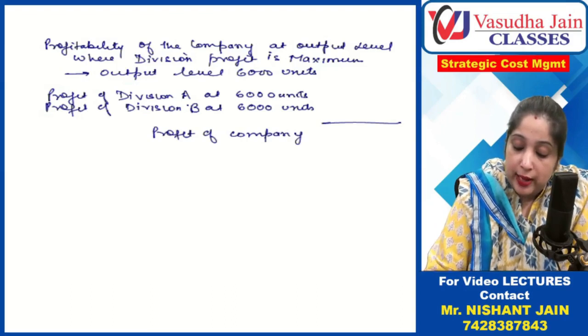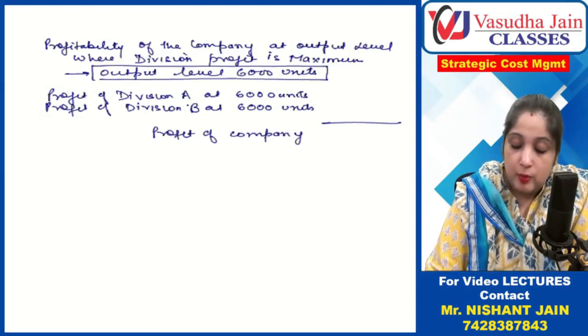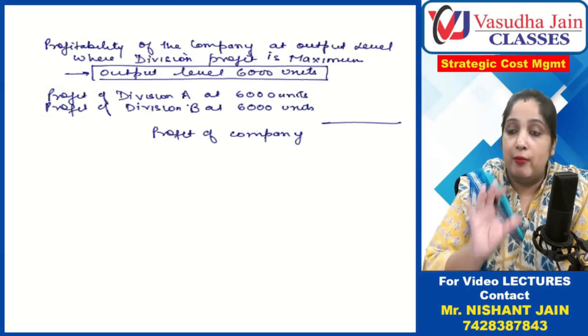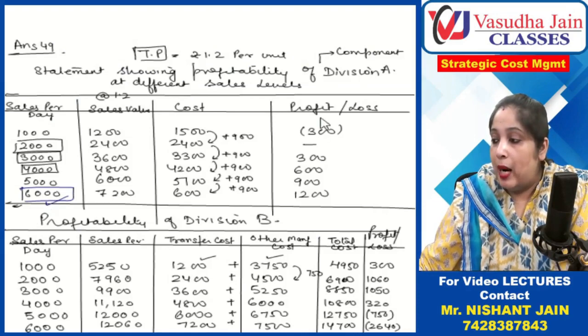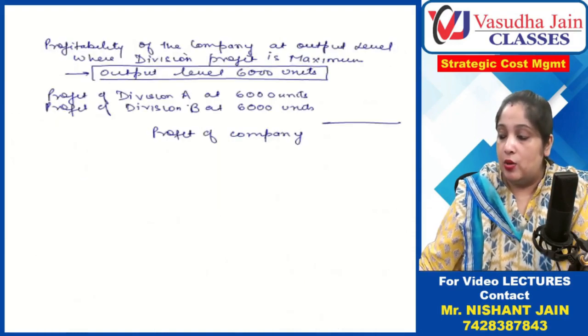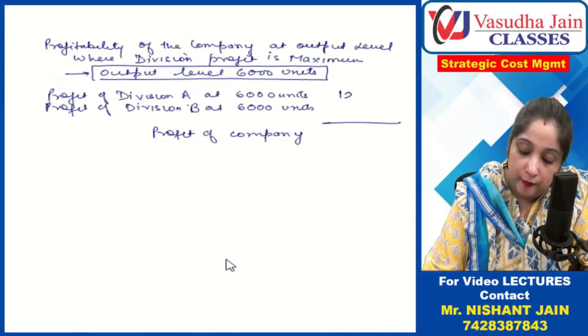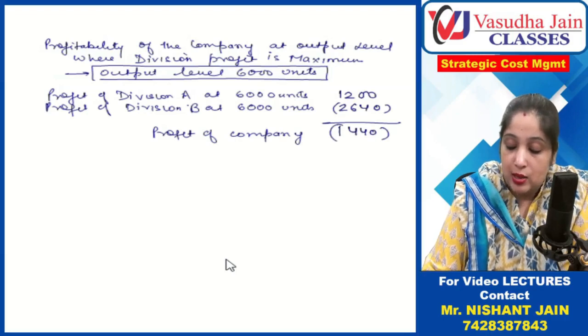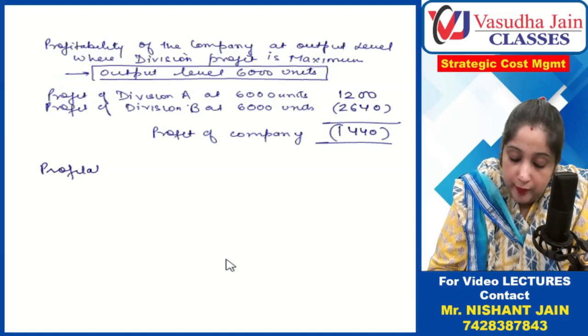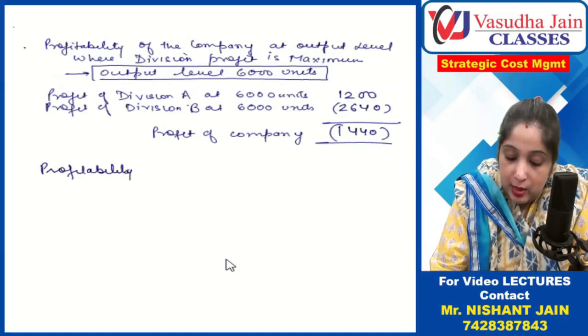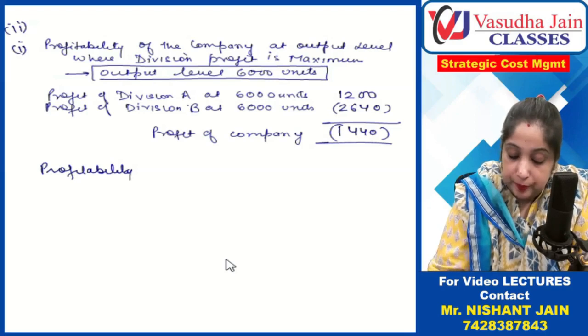Correct? So we are just finding out the profit at 6,000 units because that is the profit where division A is earning maximum. So let us see in our observation. At 6,000 department A is making 1,200 and department B at 6,000 is making 2,640 loss. Okay. So let us write the same thing. 1,200 profit and 2,640 loss. So in total company is making a loss at 6,000 units. Similarly, again we have to compute profitability. This was the second part first.